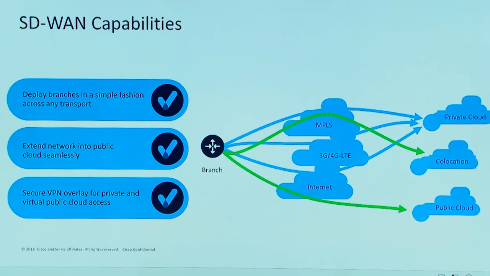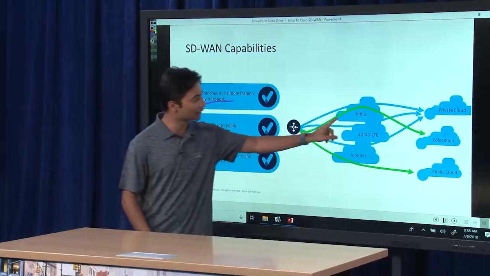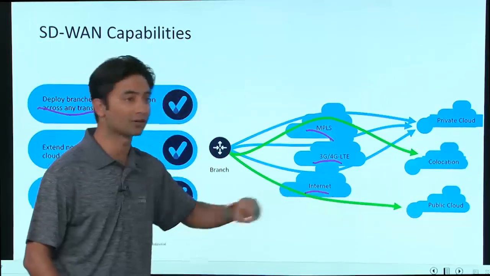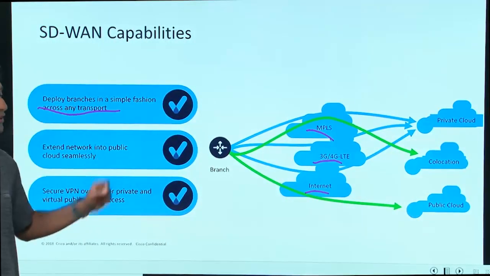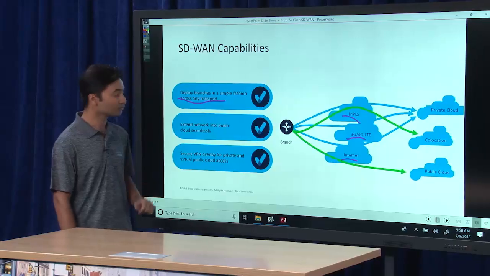We want to be able to deploy branches in a simple fashion across any transport. So all that conversation about all the circuits that we have, we want to be able to leverage anything and everything to bring up all of our sites as quickly as possible.